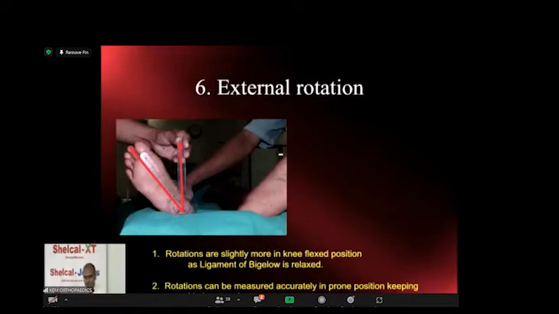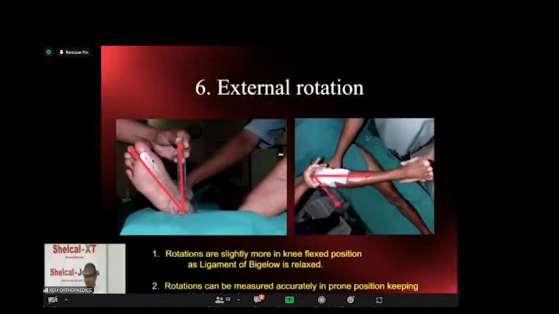Then external rotation. This is the vertical axis. Again, the second toe is the axis. You see how much it is deviating outside. That is the amount of external rotation. And in a flexed hip also, you can see the amount of external rotation.